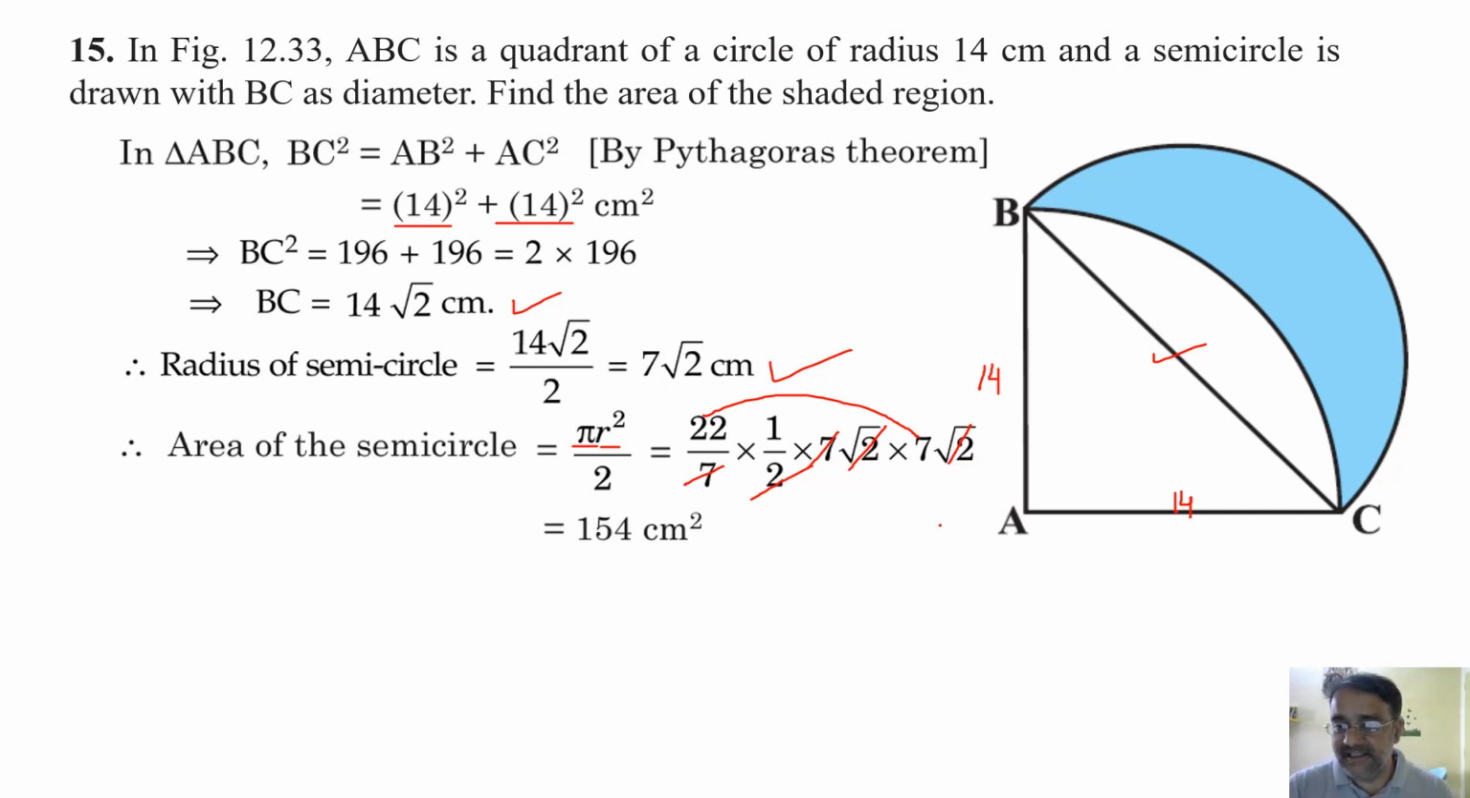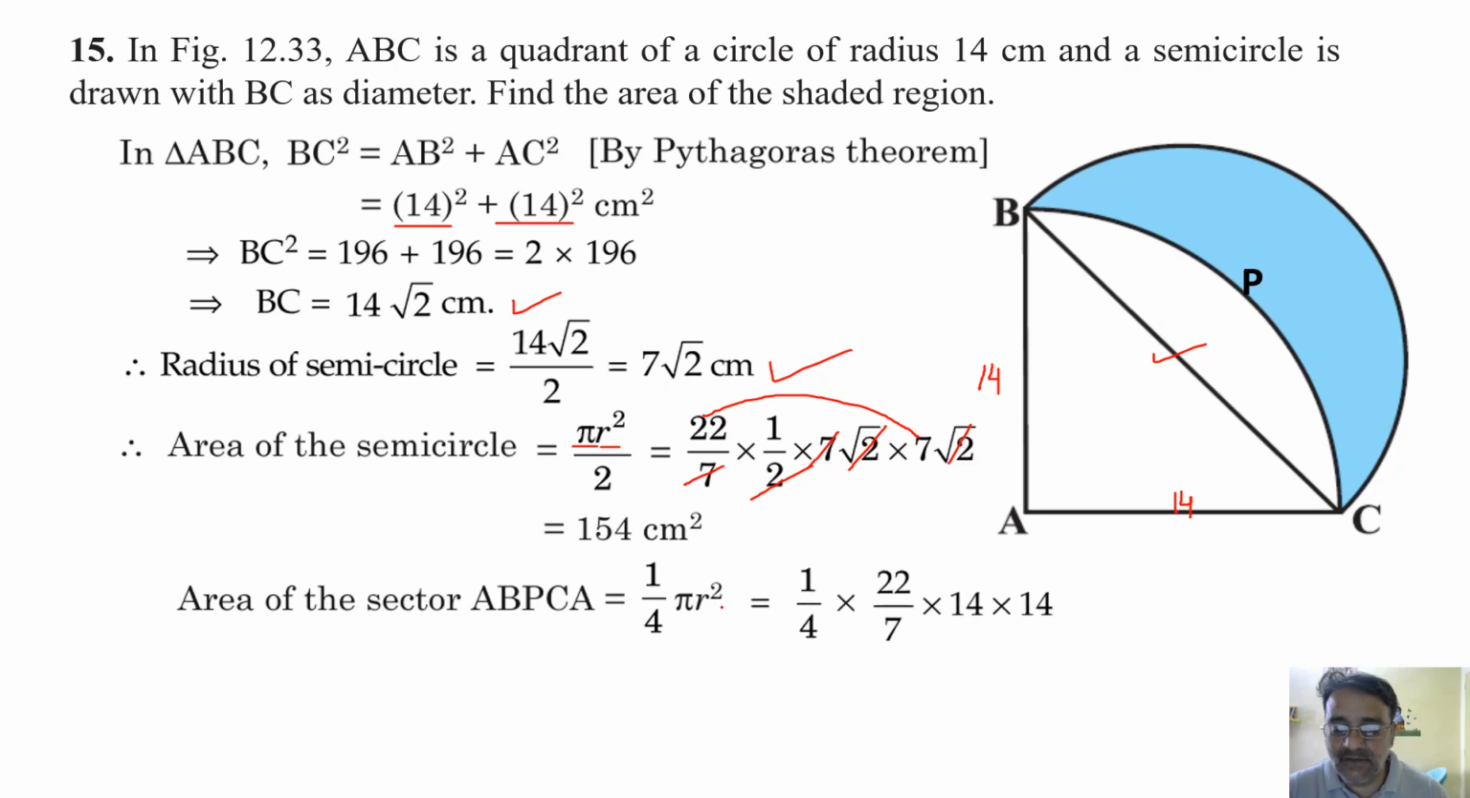Now area of sector ABPCA, this one, means area of quadrant. I am talking about area of quadrant. So this is 1 by 4 pi r square. 1 by 4 into 22 by 7 into 14 into 14. So 14 we can cancel with 7, this also cancels, and 2 also we can cancel. So we'll get 22 into 7, 154 centimeters square.